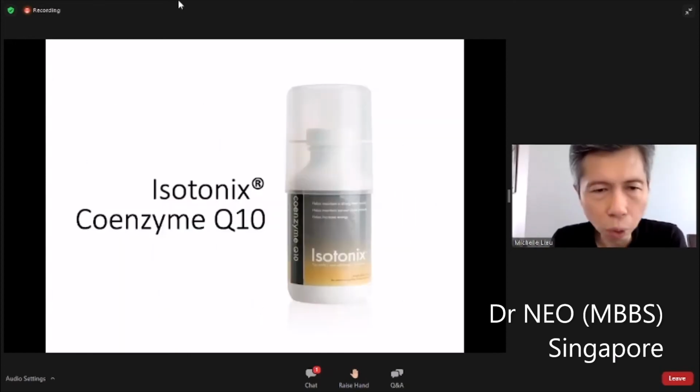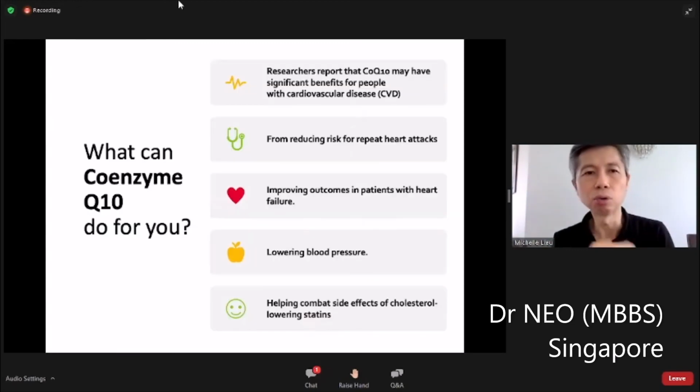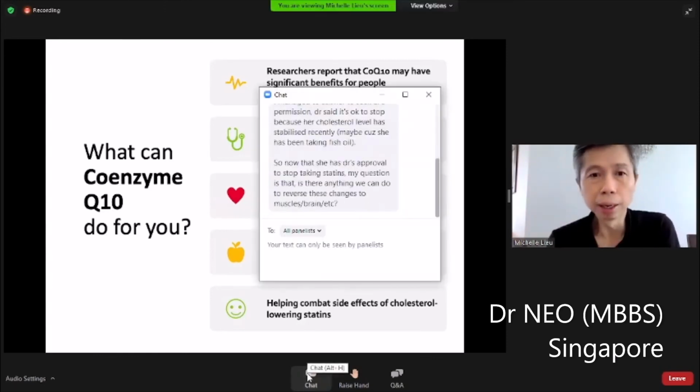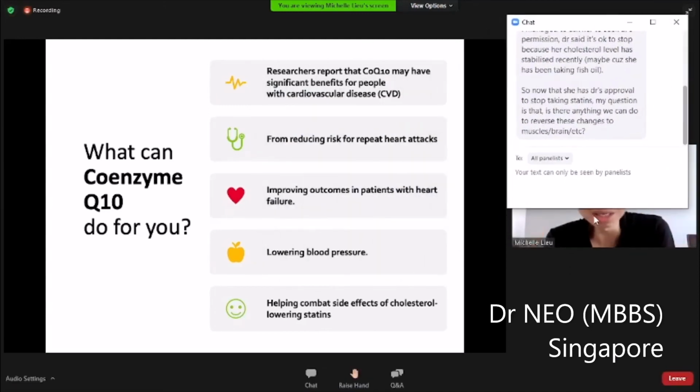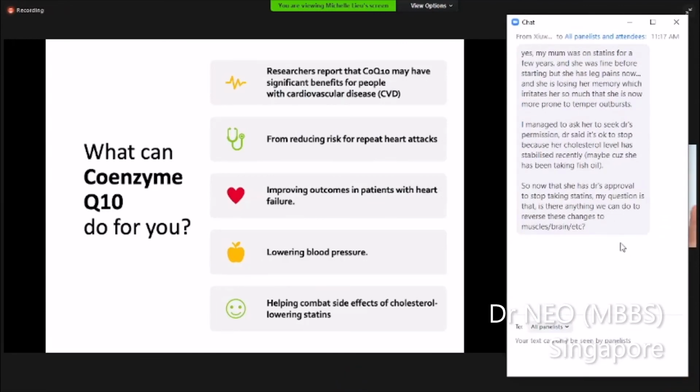Okay, now I talked about coenzyme Q10 just now, especially for those who are on statins. So what can coenzyme Q10 do for you? Basically, it can benefit people with cardiovascular diseases. It can help to reduce the risk of repeat heart attacks. Studies have shown this. Studies have also shown it helps to improve outcomes in people with heart failure. And it's no wonder, because your heart is an organ of high metabolism, meaning that it requires a lot of coenzyme Q10. If your heart is weak in the first place, it tells me that you don't have enough. One of the factors that contribute to heart failure could be a lack of coenzyme Q10.